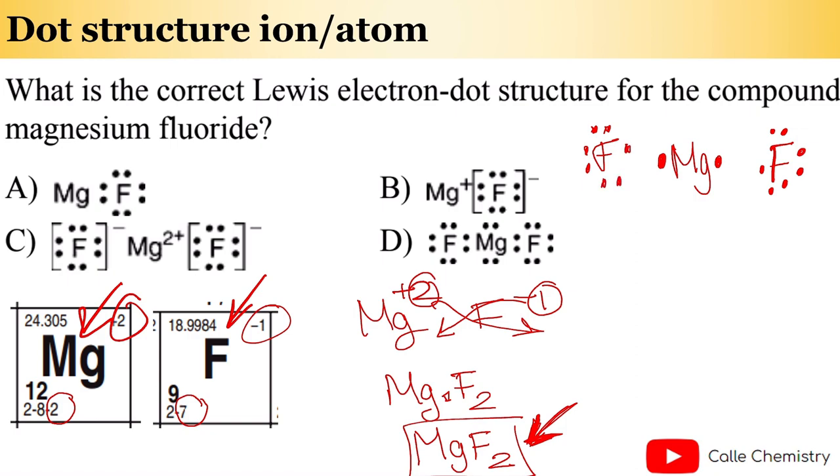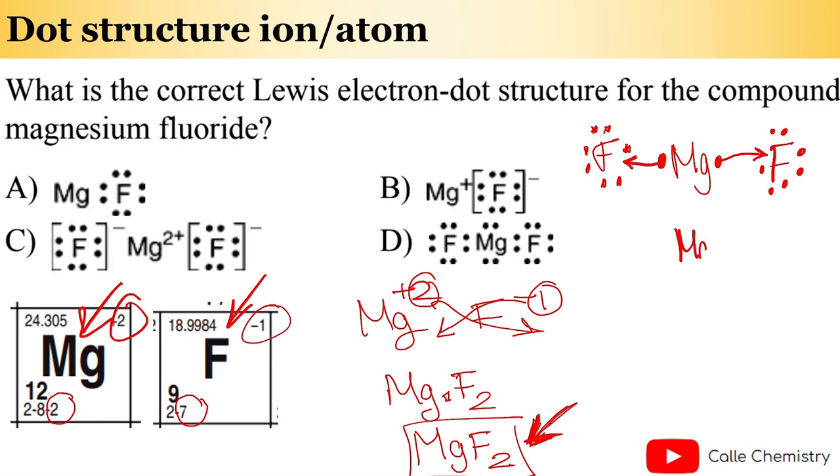Metals want to give up their electrons. They want to lose their electrons, while nonmetals want to gain electrons. So what magnesium is going to do is give this electron to one fluorine and this electron to another fluorine. Now, let's take care of the magnesium first.